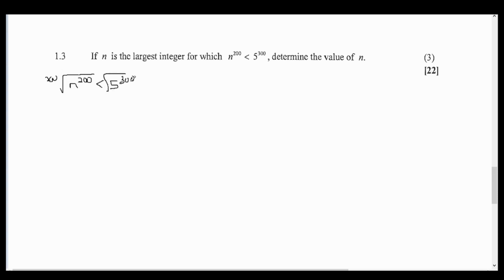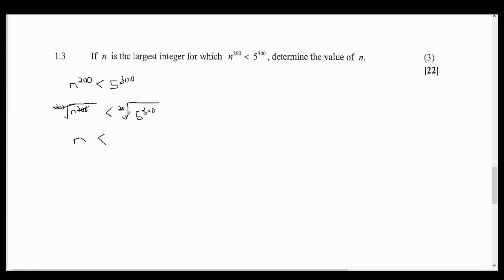I ran out of space there, but let me just rewrite it. So you're going to do the 200th root of n to the 200 is less than, I don't even know what it's called, the 200th root, I believe, of 5 to the 300. And these cancel out perfectly. So you're left with n is less than.